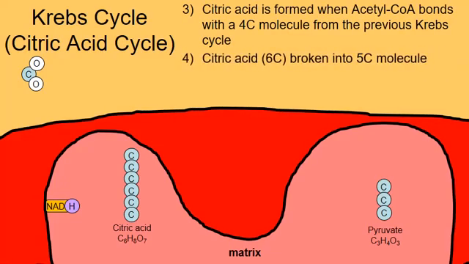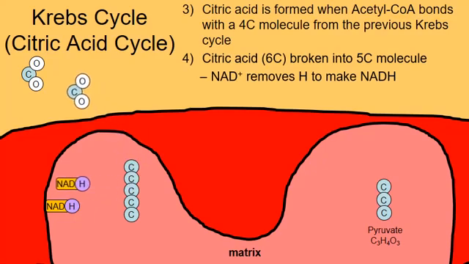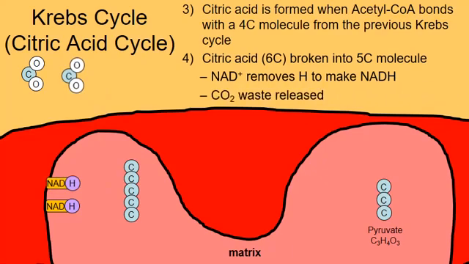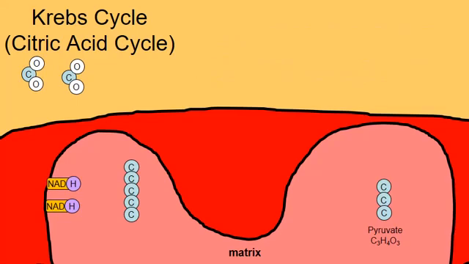Okay, so the 6-carbon citric acid will be broken down into a 5-carbon molecule. And in the process of doing this, NADH is created. So here's a molecule of NAD. NAD, along with an enzyme, will help to break down the citric acid. Notice how NADH was created. Also, some carbon dioxide waste was generated. This is why citric acid went from a 6-carbon to a 5-carbon molecule. So what about this 5-carbon molecule? This 5-carbon molecule is again an intermediate.